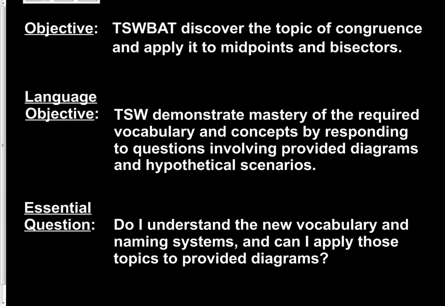The essential question, the last thing you should ask yourself before the lesson is finished and put out of your mind temporarily, would be, do I understand the new vocabulary and naming systems, and can I apply those topics to provided diagrams? Once you finish your worksheet in class, you ask yourself that question. If you are good to go, then you probably don't have to worry about this lesson a whole lot more except for studying it a little bit. If you are still fuzzy on some things, you will need to come in and get some help.